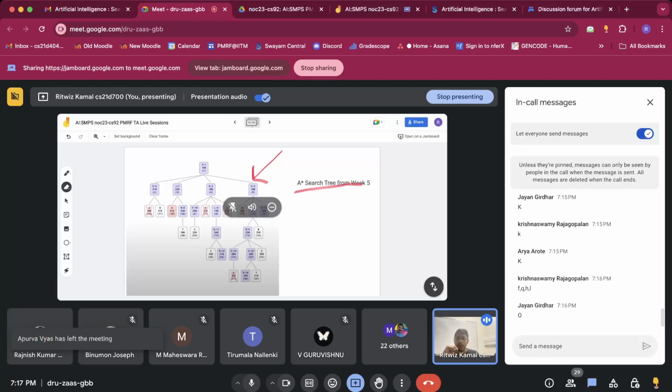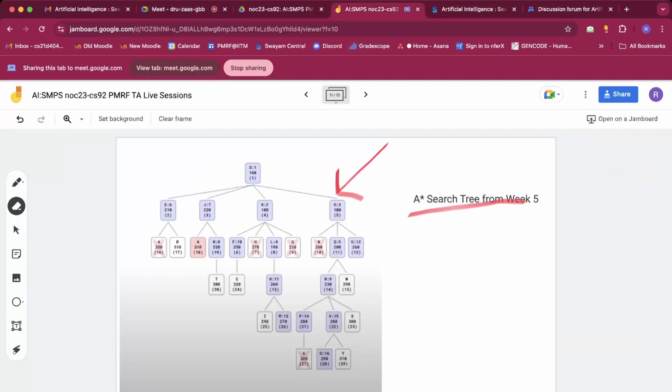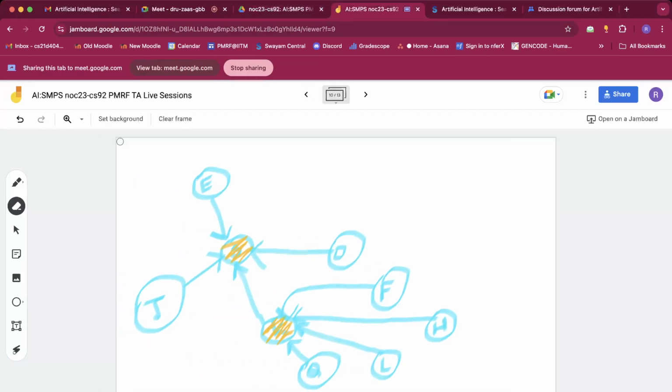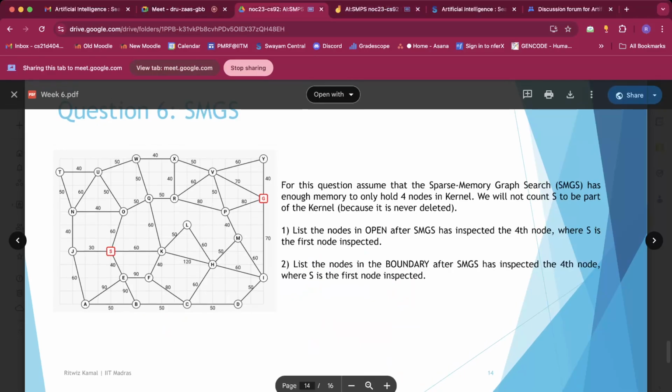O. That's right, the third node to be inspected was O. So we will mark O as inspected, and we will look at, sorry, what are the neighbors of O. So the neighbors of O are N, U and Q.